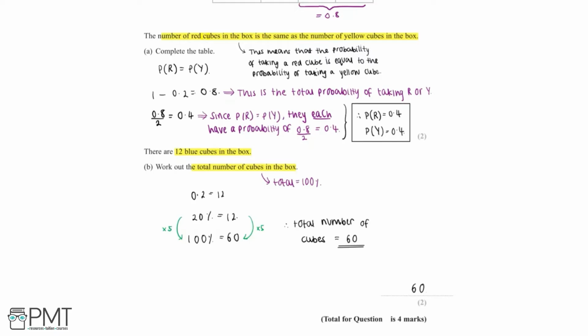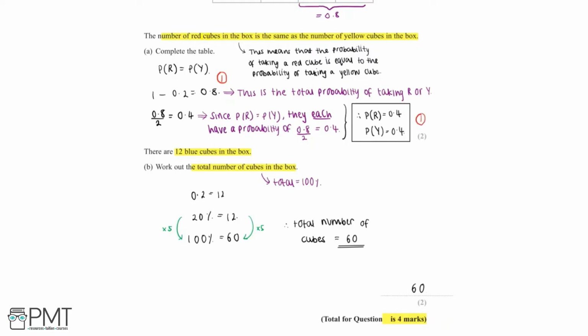Now this question is worth 4 marks. In part A, we get 1 mark for doing 1 take away 0.2 is equal to 0.8, and we get the second mark in part A for dividing this value by 2 and for finding that the probability of taking a red is equal to 0.4 and the probability of taking a yellow is also equal to 0.4.